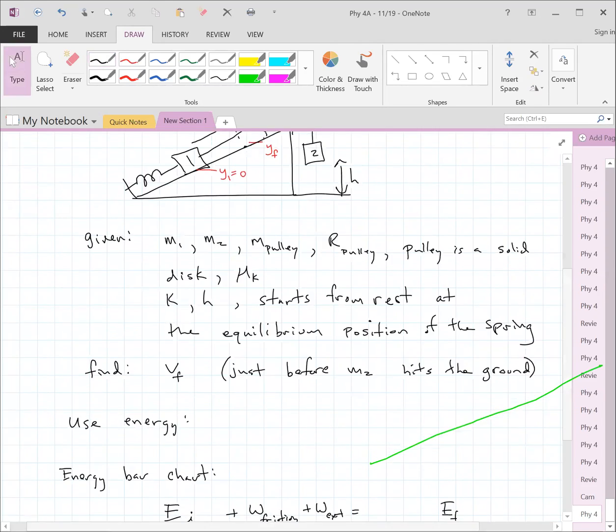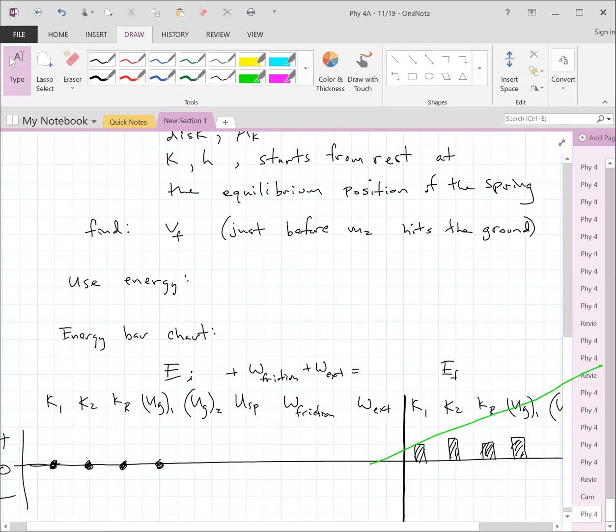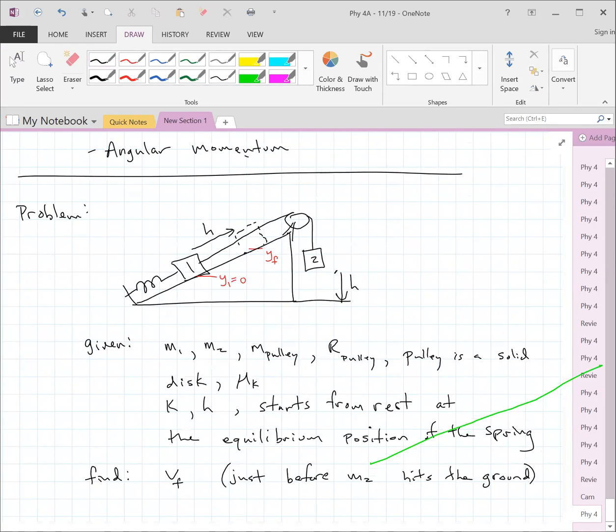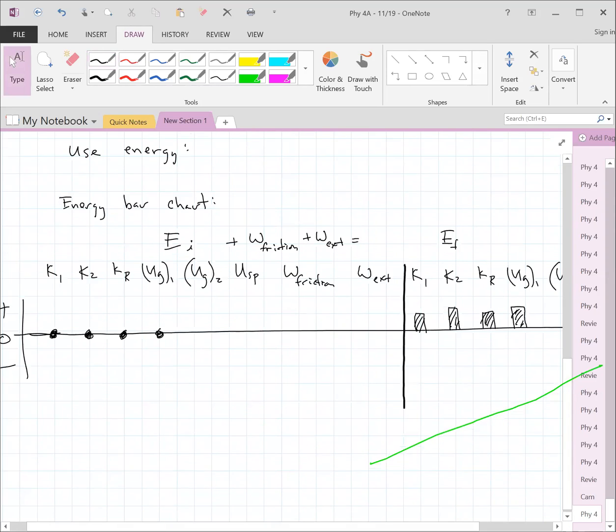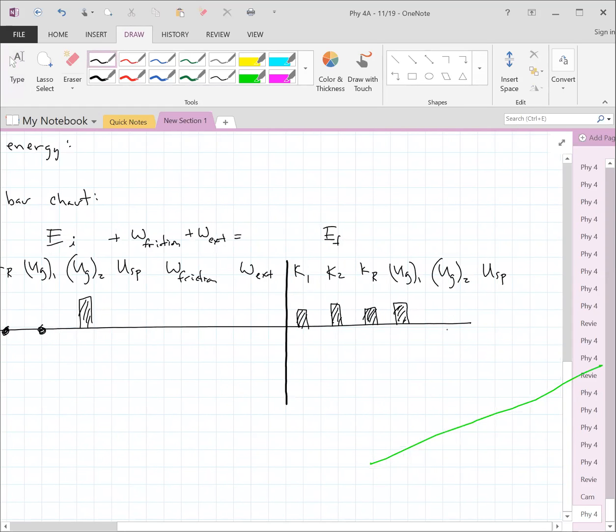So I'm going to call its initial gravitational energy 0, and then it goes up. So what has to have more gravitational energy if it goes up? That would be some positive amount. Mass 2 goes down. So it starts off with some positive gravitational energy, and it ends up with 0.